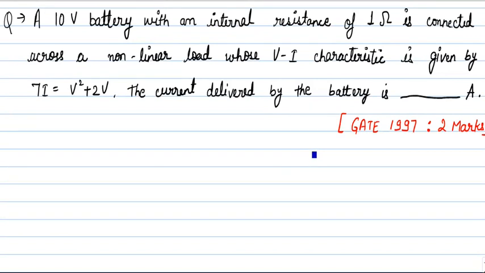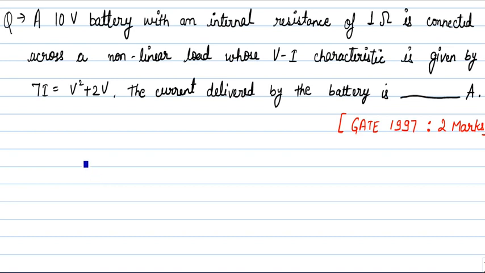Question says here a 10-volt battery with an internal resistance of 1 ohm is connected across a non-linear load whose VI characteristic is given by 7I = V² + 2V. The current delivered by the battery is? So it is asking about the current that is being delivered by the battery.